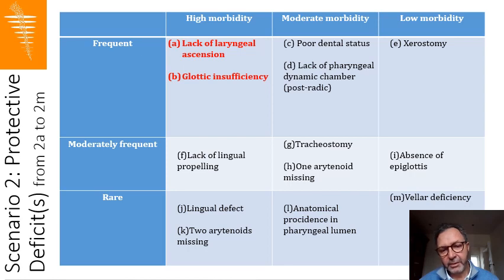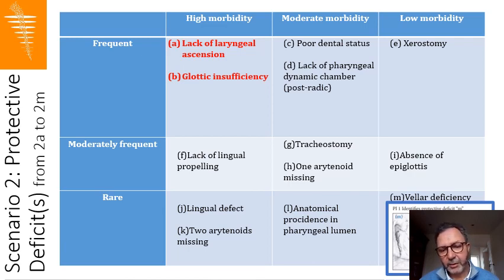We also know that once one arytenoid is missing, it constitutes a lack of protection of the airways during swallowing. Also, the absence of epiglottis, moderately frequent, especially with head and neck cancer patients, but with a low morbidity. As long as you have a good PECSI, the epiglottis is not completely necessary. And then you have also the lingual defect, which is an anatomical defect, or the two arytenoids that are missing. These are really high morbidity features, but are relatively rarely seen.